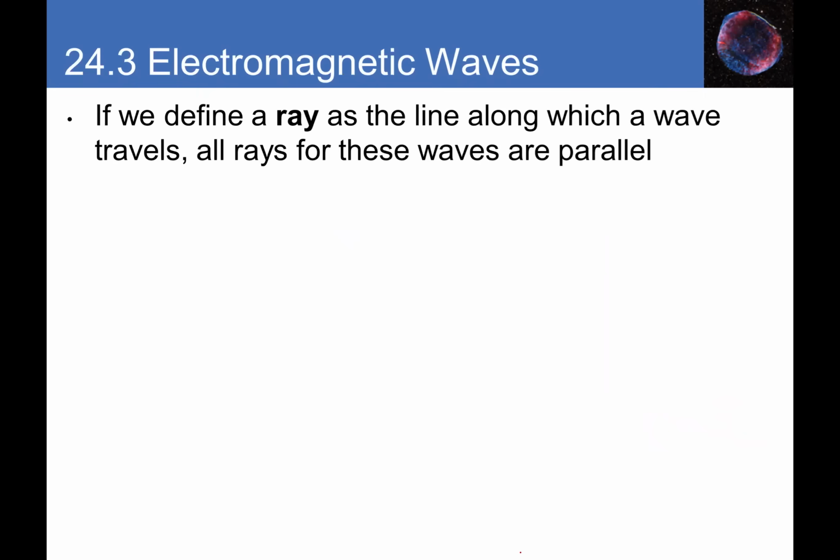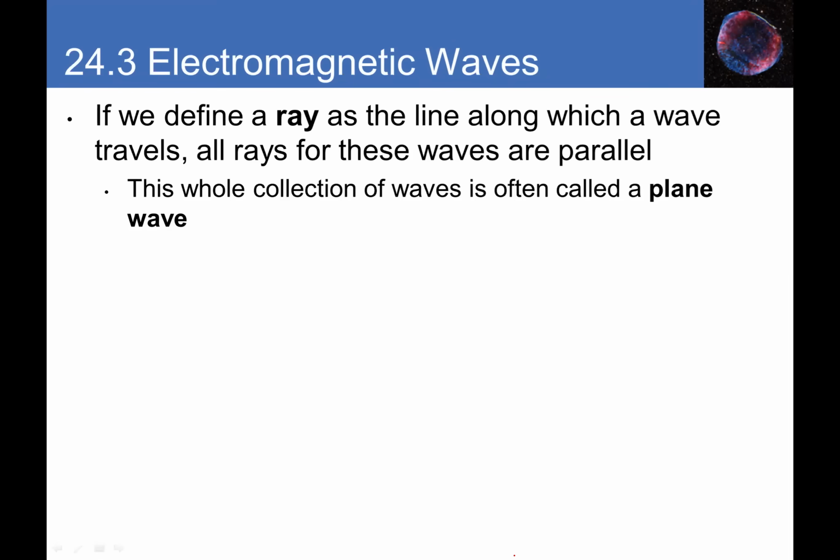Okay. And one of the things we're going to do here is define a ray, which we are going to use a lot, especially starting from chapter 25. So a ray is basically the line along which a wave travels. All rays for these waves are parallel. That means we can take the direction of propagation and represent it in terms of just a ray, just like an arrow, rather than representing the entire propagation with time-varying electric and magnetic fields, which we can still do, but a ray is a much more simplified picture of that.